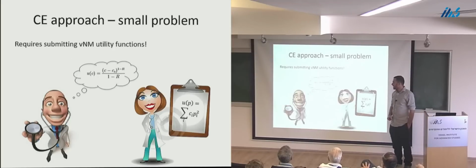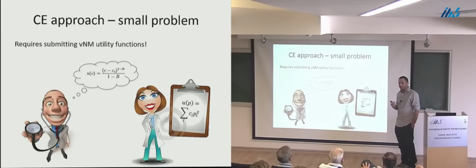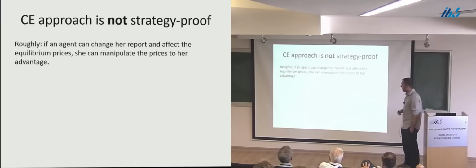What's the problem? It requires people to submit utility functions. And now, this guy here has a car utility function that he really thinks is great. And this girl here has a different utility function. It's actually pretty hard to ask people for the utility function. Actually, they might not be aware of what their utility function is, and definitely they're not able to write it down. Okay. And also, like the probabilistic serial mechanism, it is not strategy proof.